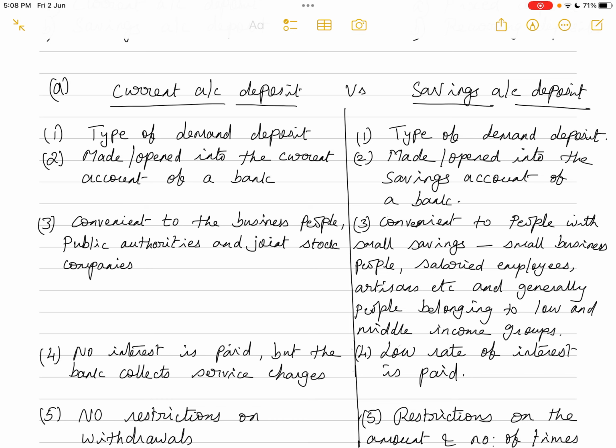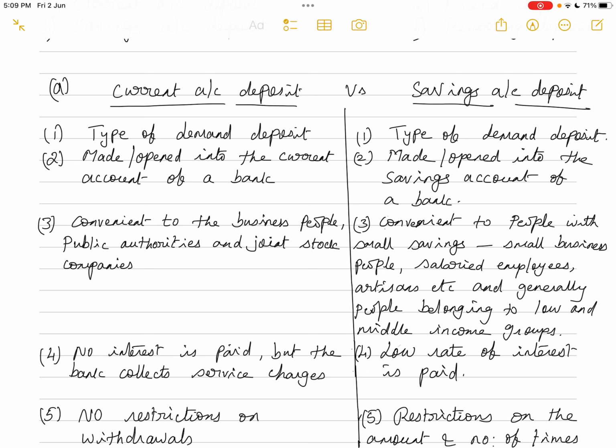Similarly, if the customer wants to open a savings account, he or she can open a savings account and the money is deposited towards the savings account. That is the savings account deposit. Okay, now the third one: current account deposits are mostly convenient to business people, public authorities and joint stock companies, whereas the savings account deposit is convenient to people with small savings.